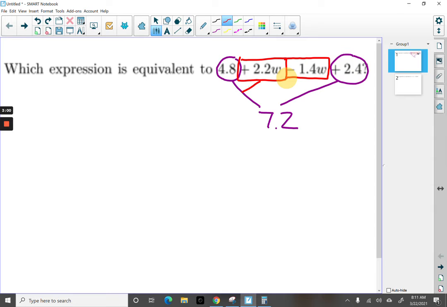We have a 2.2w and a 1.4w, and all we do is take those coefficients, and in this case we subtract them. 2.2 minus 1.4 is 0.8w. Remember that the 7.2 we had was a positive, so we make sure there's a plus in between those. And that's it. I cannot combine these. I would not have an 8w or just an 8 because they're different terms. One of them has a w and one of them does not, so we cannot combine them with each other.